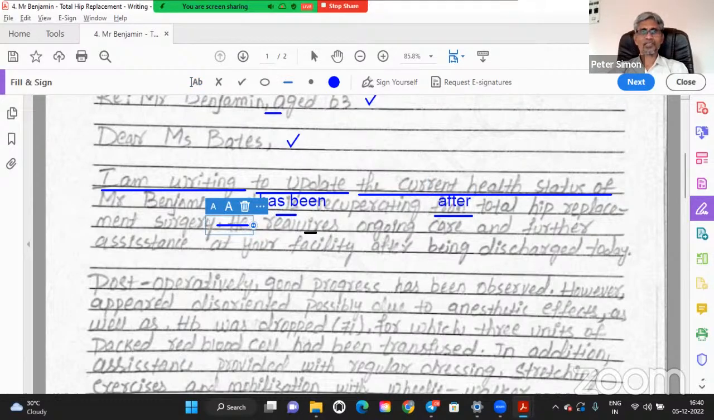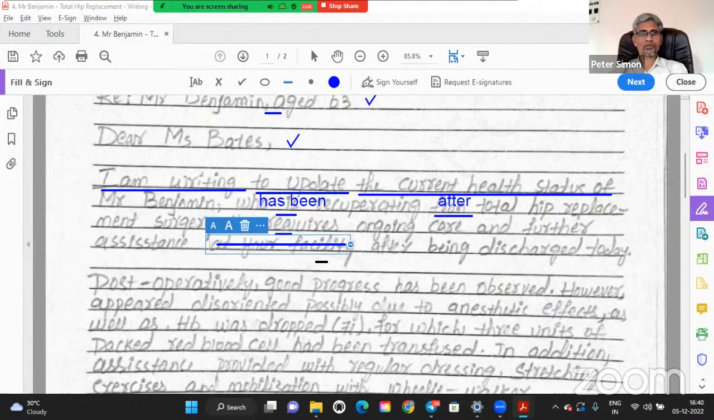requires your Q, is again a problem. I told you, write Q properly. Requires ongoing care and further assistance at your facility. Not at your facility. Not here. Don't write here. Not assistance at your facility, but after discharging to your facility.